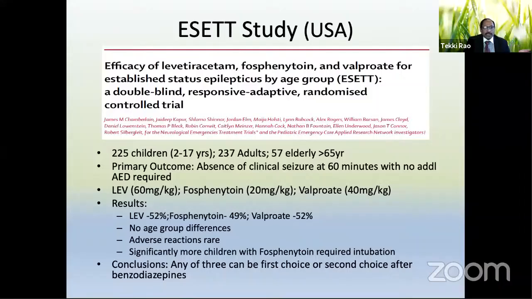And adverse reactions were rare. Significantly more children with phenytoin required intubation. This is an observation that is slightly interesting to note. So their conclusion was that any of the 3 can be the first choice or second choice after benzodiazepines.